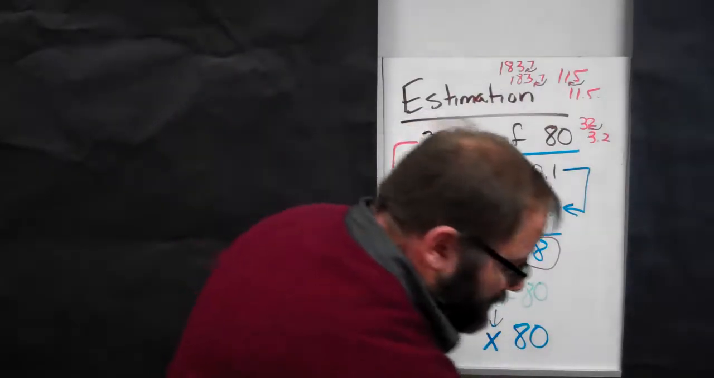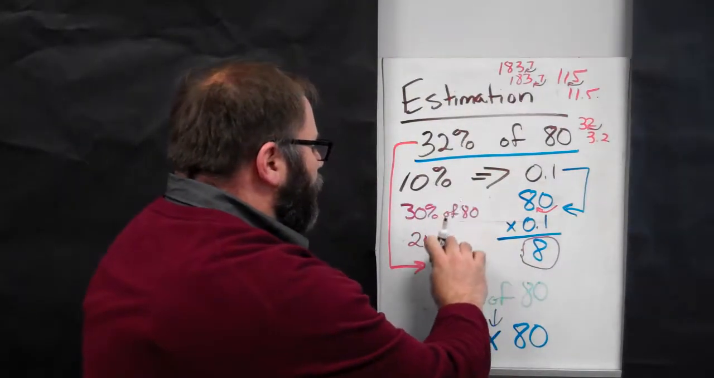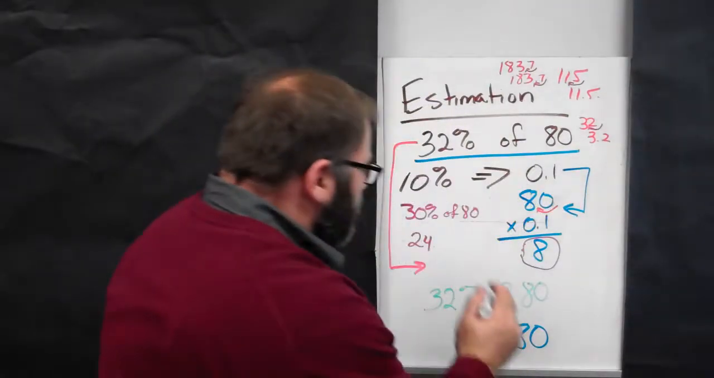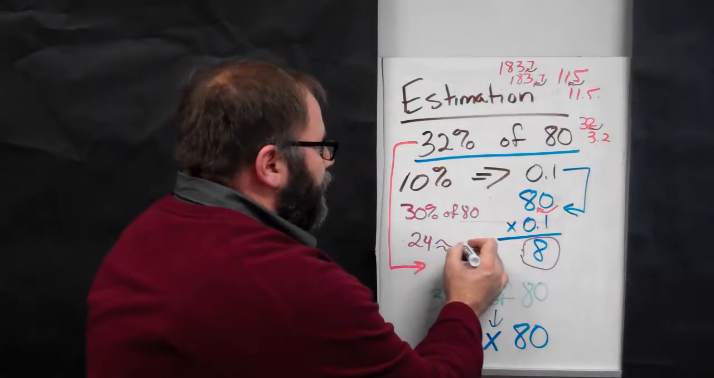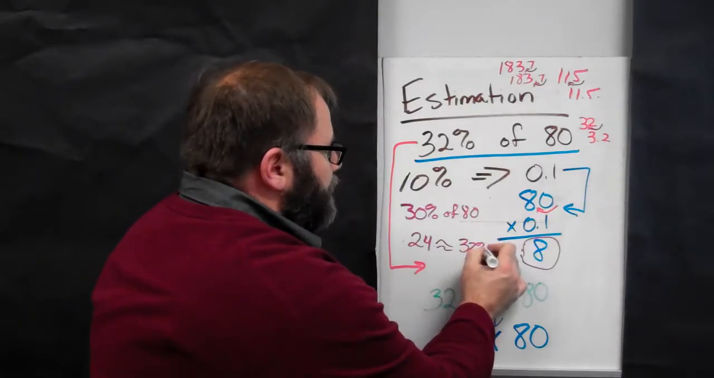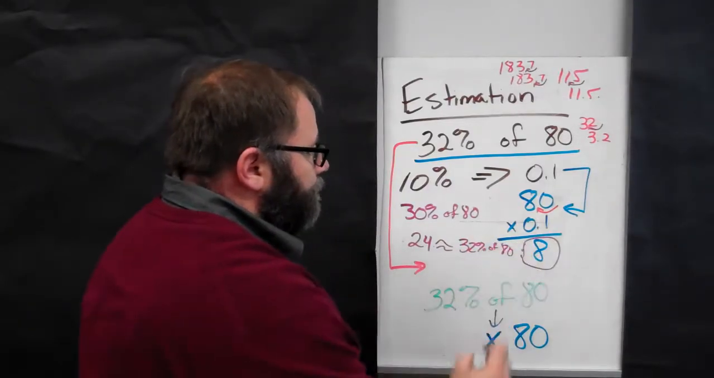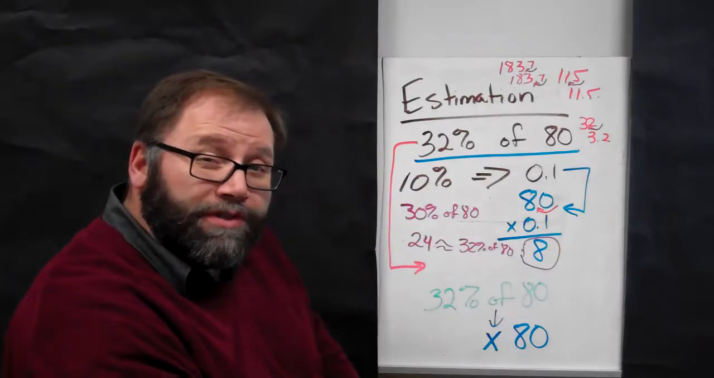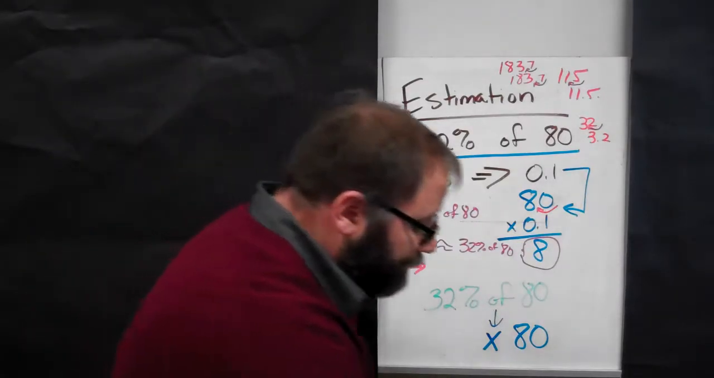I should put my estimation symbol up here. 24 is approximately 32% of 80. Now, how close is that? Here's where we get the calculator.